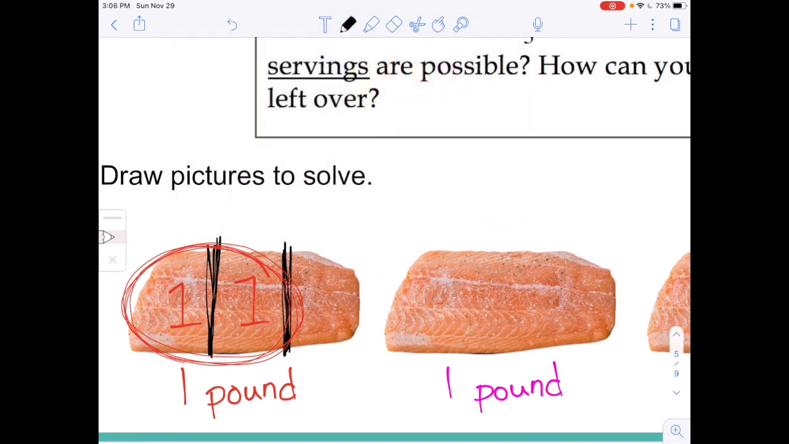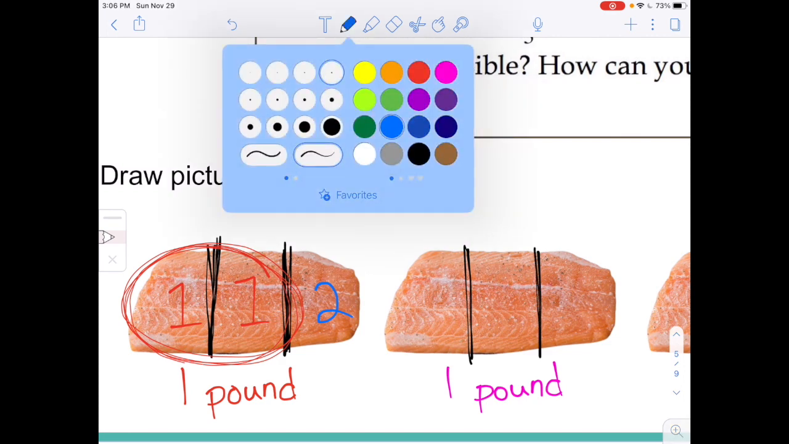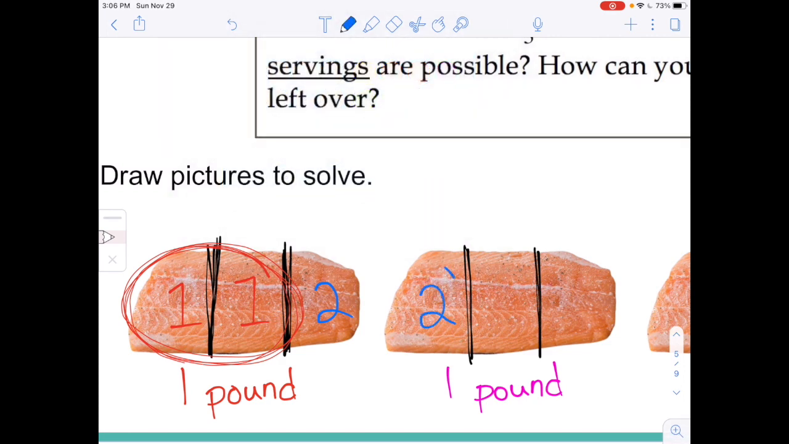So I don't have enough here for my second person. I'm going to put a 2 there, all right? But they need 2 parts because they need 2 of those thirds. That means I need to take my next pound and split it into 3, all right? So this person, there's their second piece, right? They get 2 parts, and there are 3 in each whole. So now I've fed 2 people.